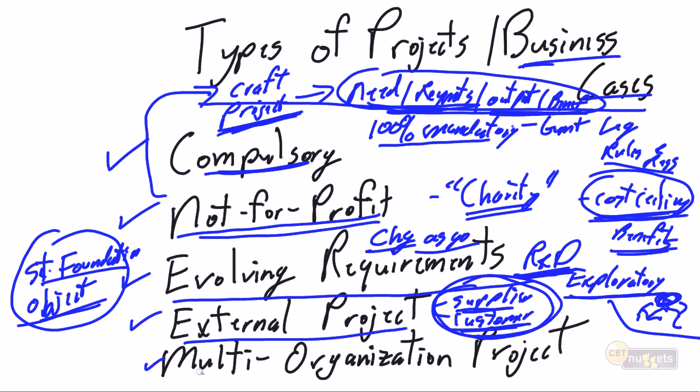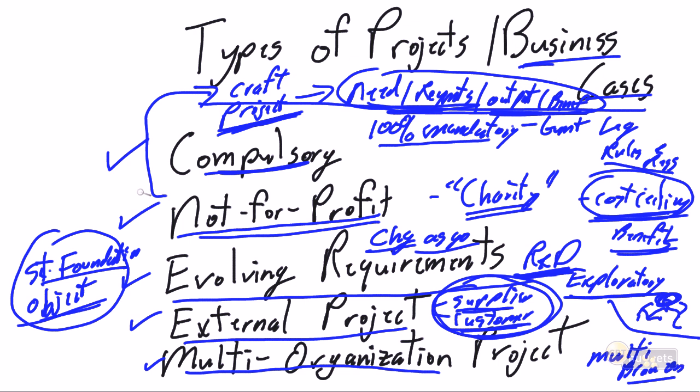And the same comes for a multi-organizational project. Whether it's a supplier, whether it's a customer, whether it's multiple branches of our same organization, one could say, well, we don't have a lot of control and support over that project.